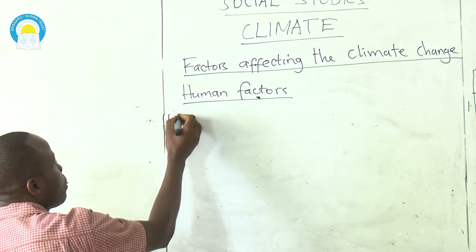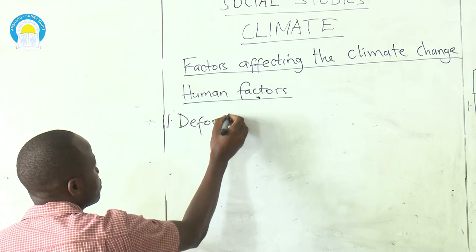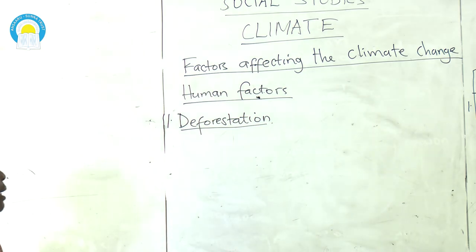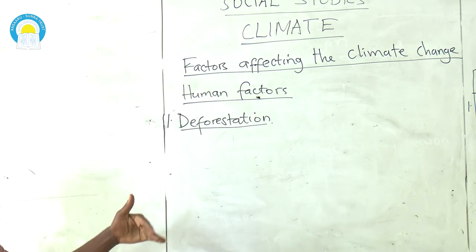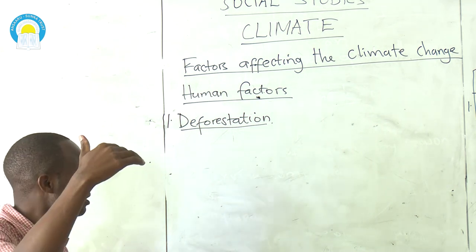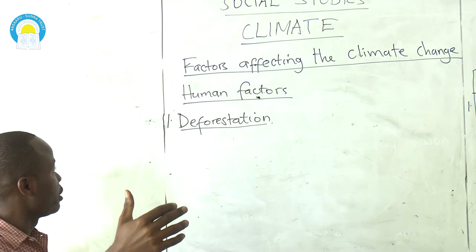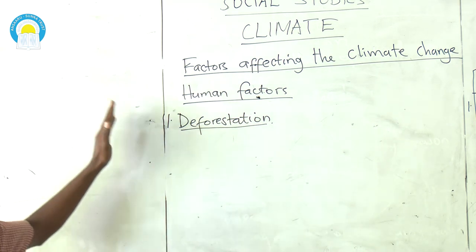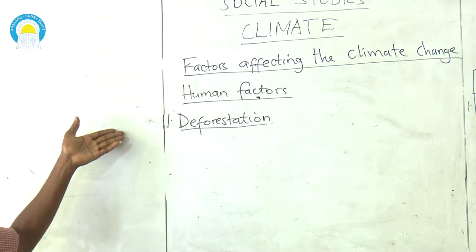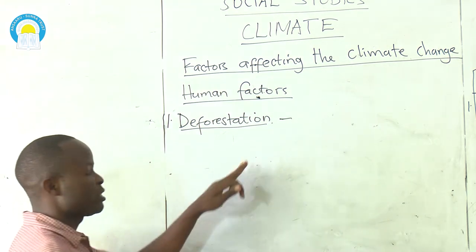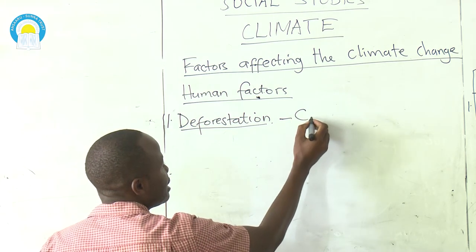So number one, deforestation. Deforestation is the clearing of forests, cutting down of trees without replacing. We know that trees help in reducing the amount of carbon dioxide in the atmosphere. Trees take in carbon dioxide in making their food, that is photosynthesis. So when we clear the forests, there will be too much carbon dioxide in the atmosphere. So deforestation will lead to too much carbon dioxide in the atmosphere.